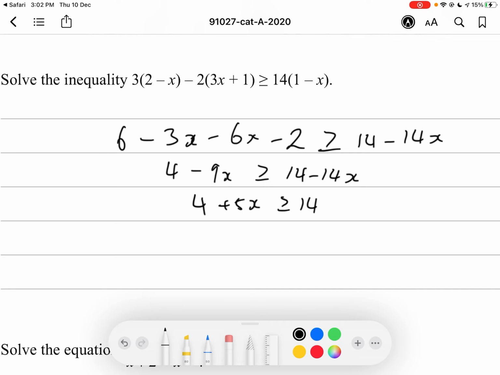And if we subtract 4 on both sides, we'll get 5x is greater than or equal to 10. And therefore, x is greater than or equal to 2. That's our final answer for this question, and this is another achieved question.